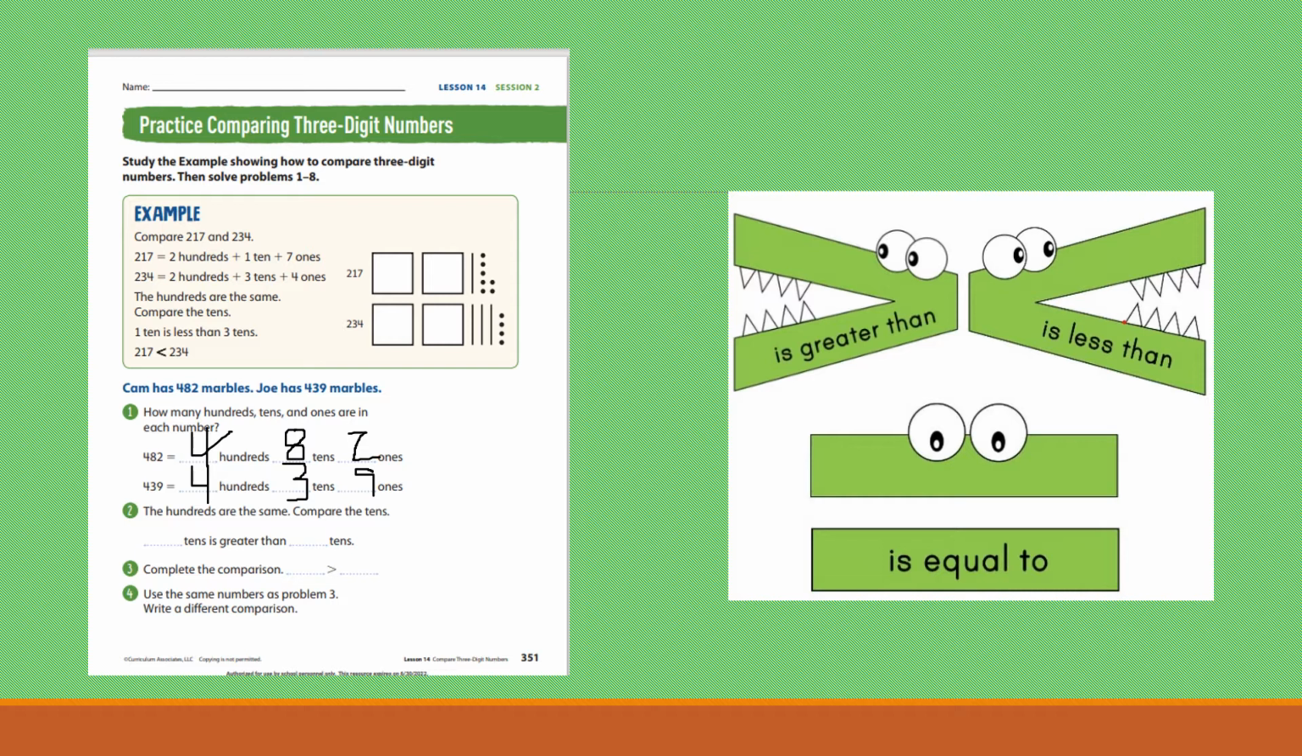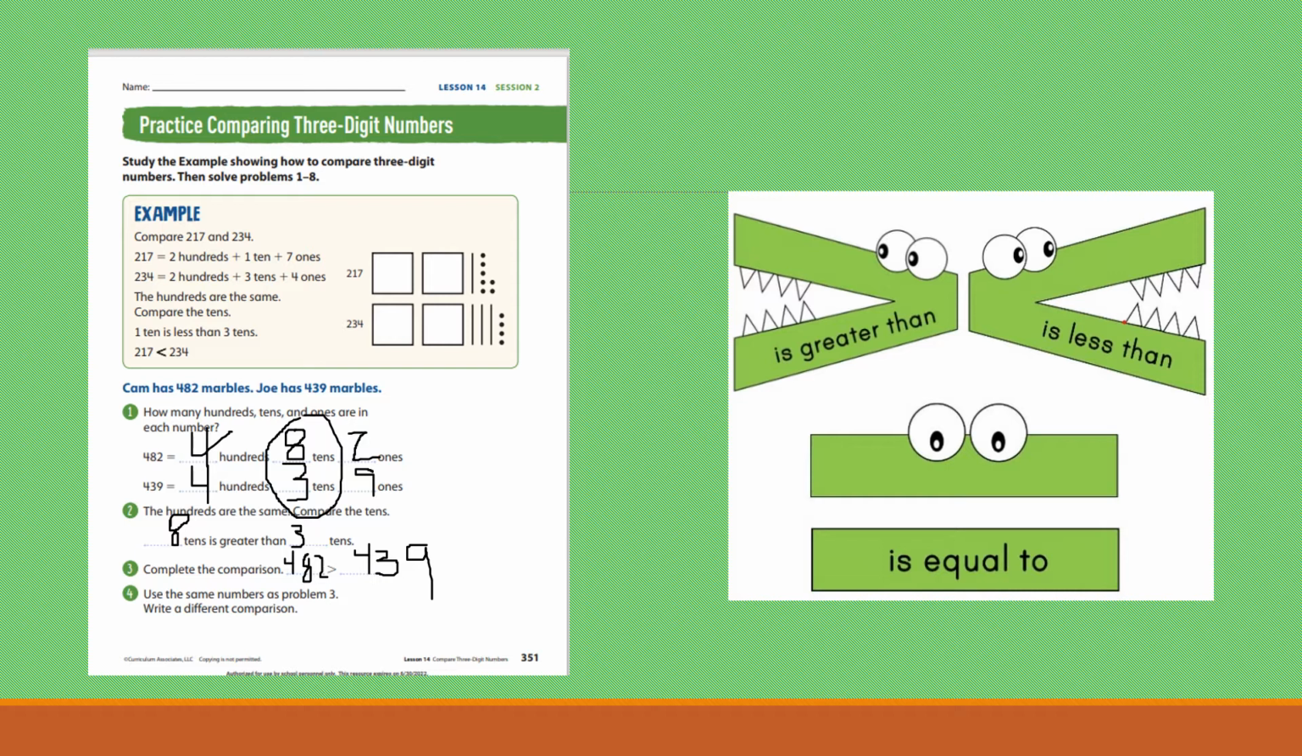Compare the tens. Blank ten is greater than blank tens. Which ten is greater? 8 tens is greater than 3 tens. Complete the comparison. Which number is greater? 482. Get that in here. 482 is greater than 439.